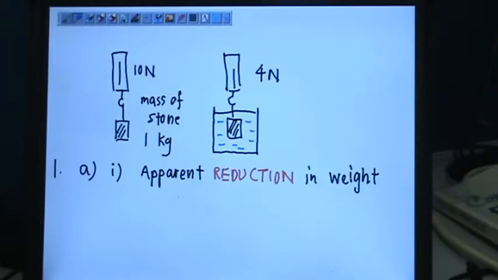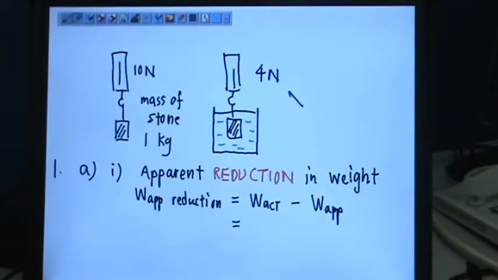It's supposed to be, you're supposed to write this: apparent reduction equals to the actual weight minus the apparent weight. This is apparent weight. So you have 10 minus 4 equals to 6 Newton.